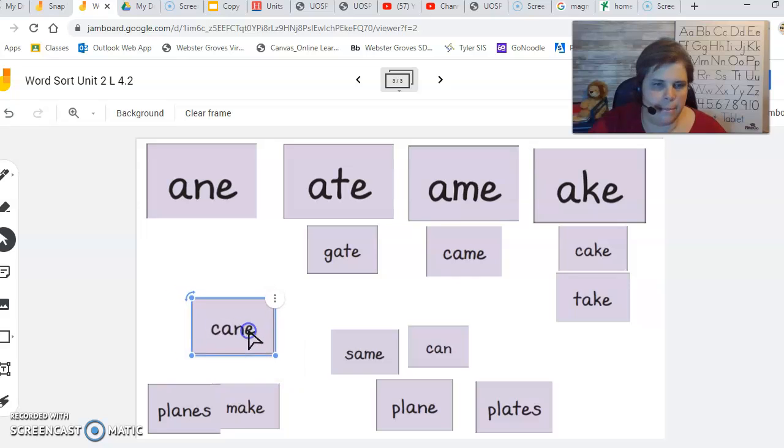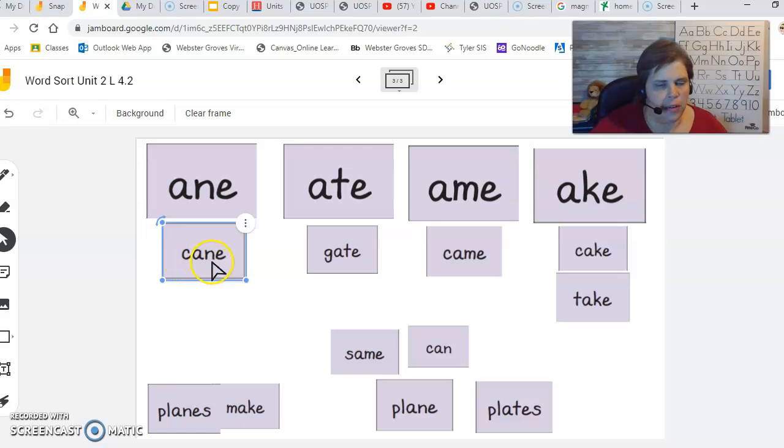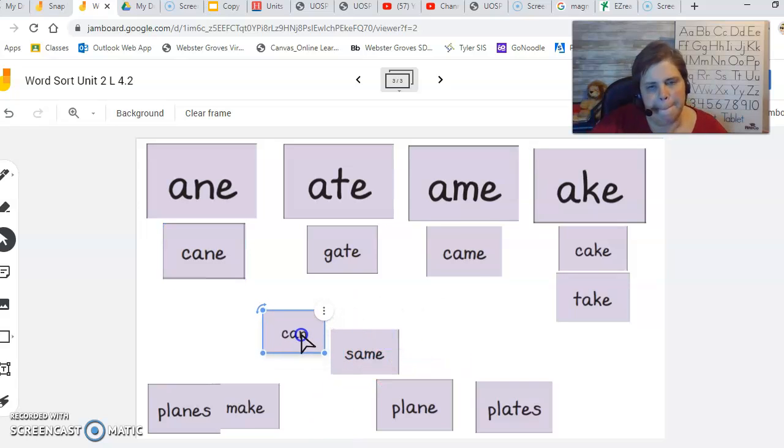We've looked at this word before. It's cane. Good. Where does it belong? Yep, it belongs up in the ain category. When we put a C in front of ain, we get k, ain, cane. Good. All right, how about this one?